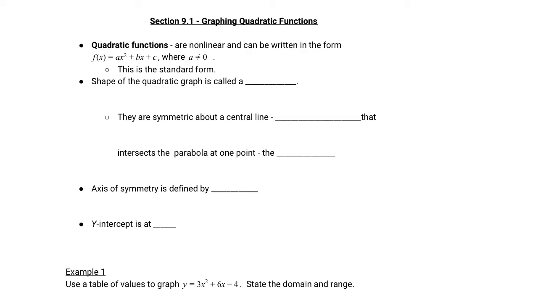So let's recall that the standard form of a quadratic equation is y. We can change that f of x to y if we really want. Y equals ax squared plus bx plus c. Standard form. We looked at this last week when we did our factoring. The shape of the quadratic graph is a parabola. We've talked about this before. It's kind of spelled parabola, but it's called parabola.